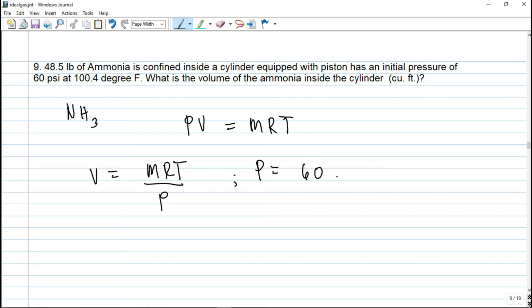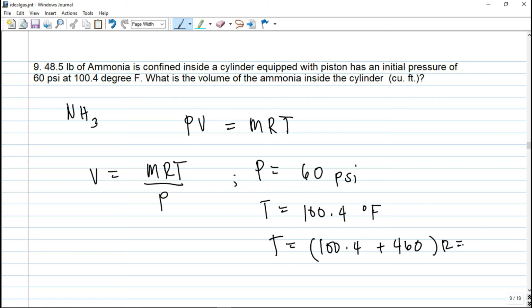Okay, absolute na yan. Then our temperature is given by, so temperature is equal to 100.4 degrees Fahrenheit. So i-convert natin yung temperature to Rankine. So temperature equals 100.4 degrees Fahrenheit plus 460, that is now in Rankine. So this is 560.4 Rankine.